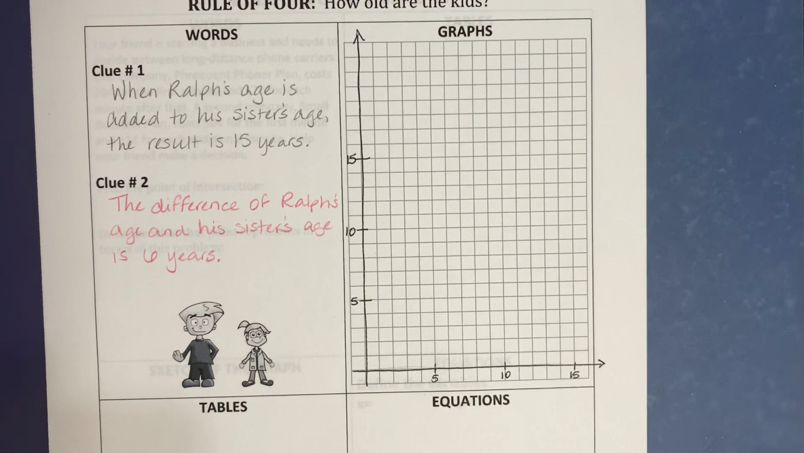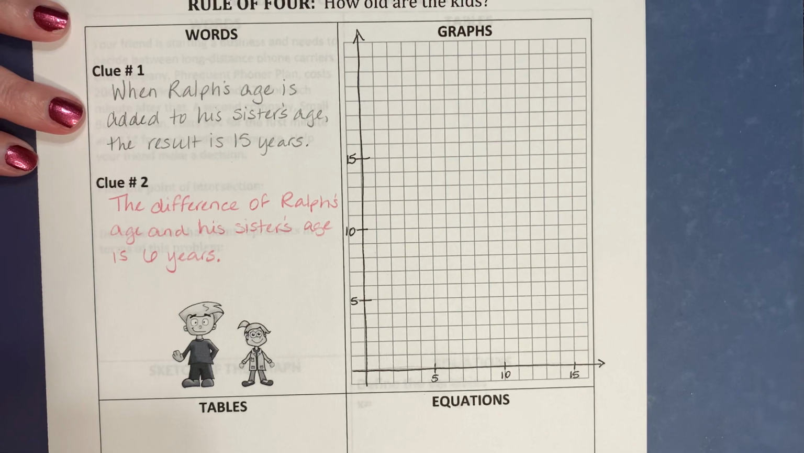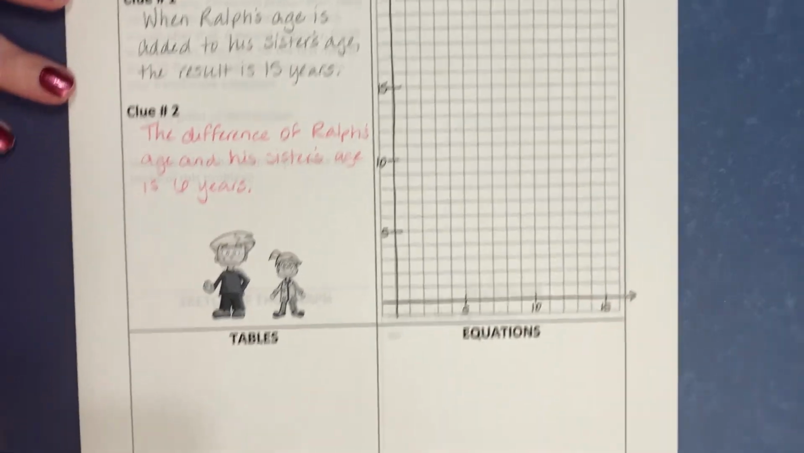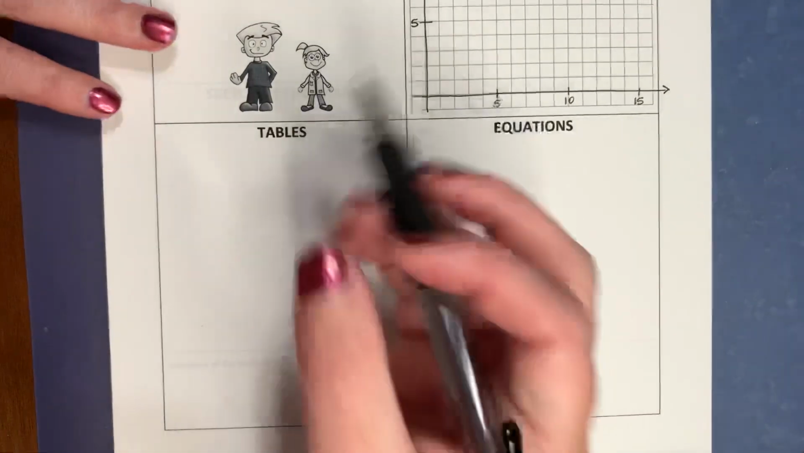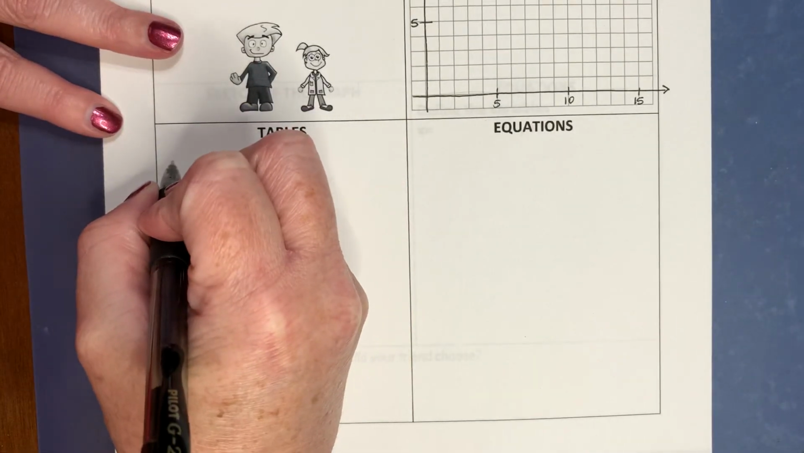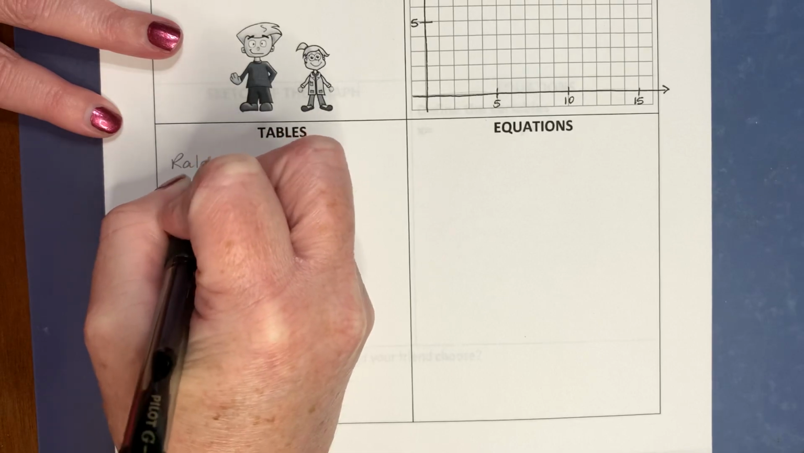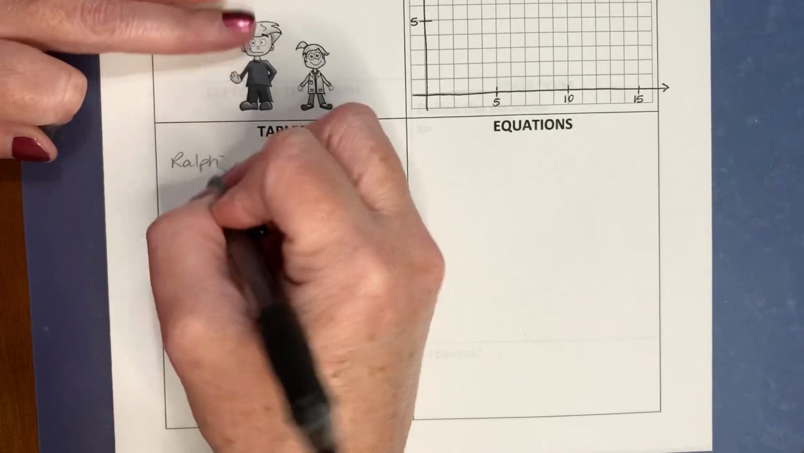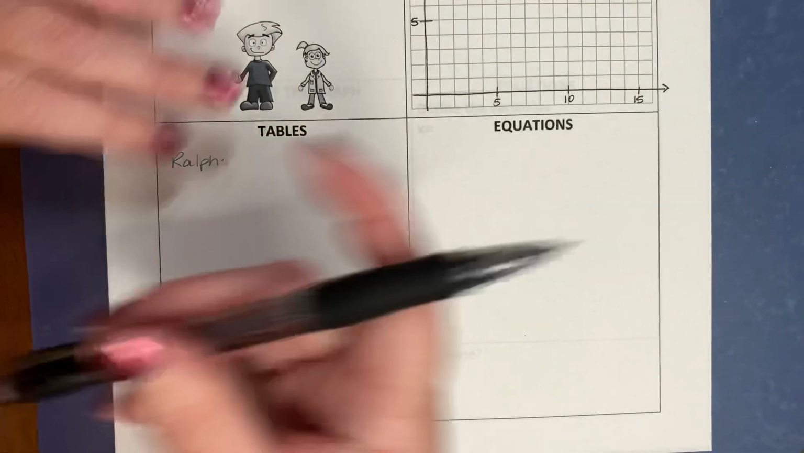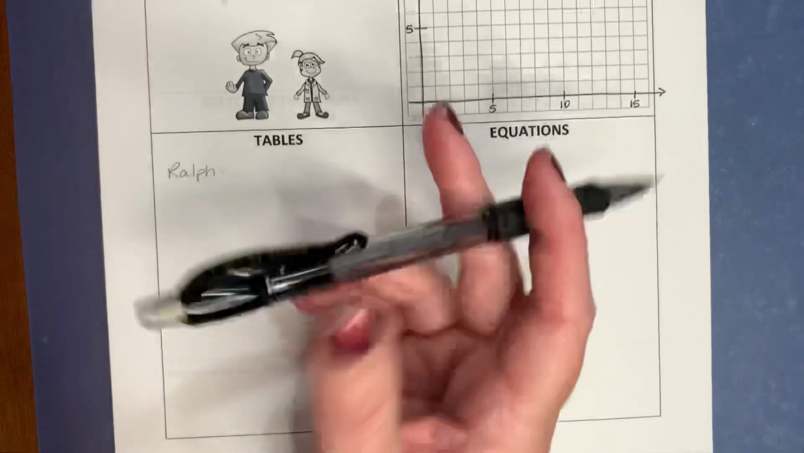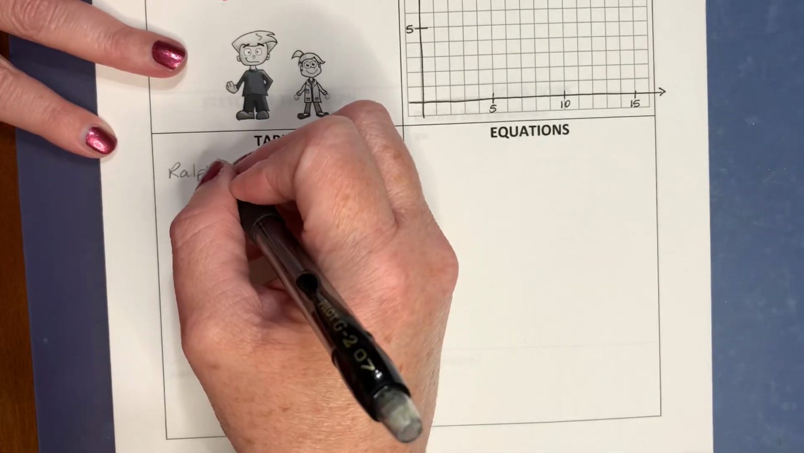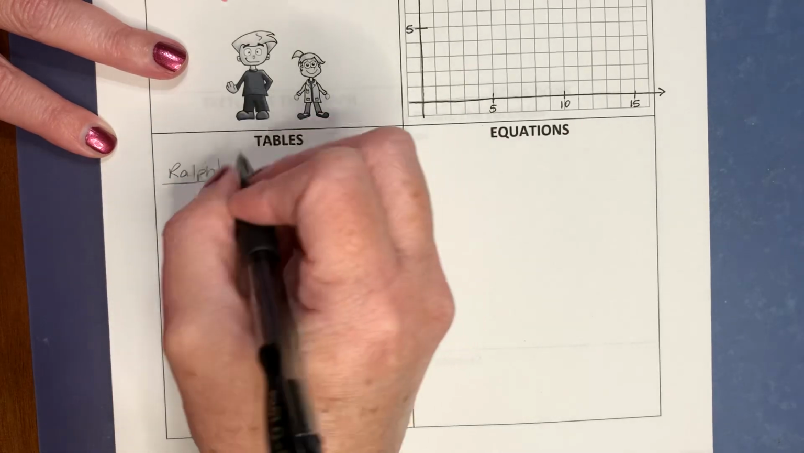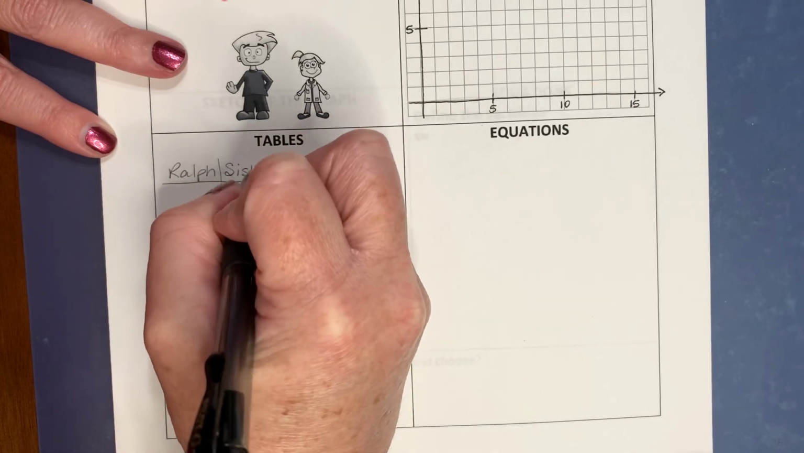So if I know right now that Ralph's age and his sister's age are added together, the result is 15, I can go ahead and make a table. So that's what I'm going to do. I'm going to make a table for Ralph's age. I don't need to call him Ralph, so just Ralph and his sister. Sister doesn't get a name. I'm not quite sure why, but there's no love for her here. So we're just going to say Ralph and sister.